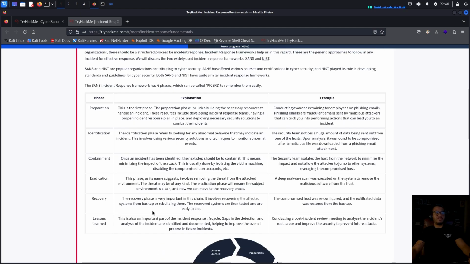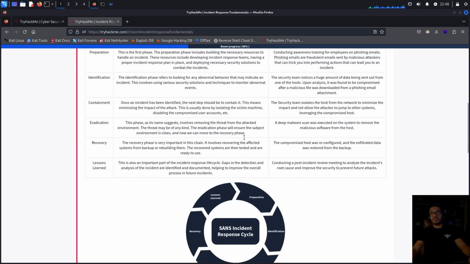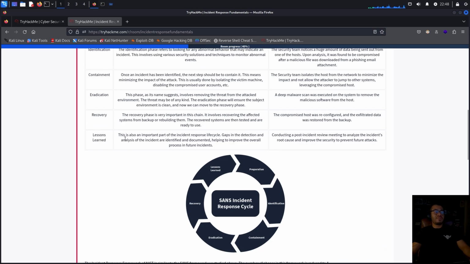After every incident, according to this framework, you have to take into consideration what you have learned. If something happens, you want to see what happened, why it happened, and also what we can do in order to avoid this from happening in the future. That's why this is important. So this is also an important part of the incident response life cycle.